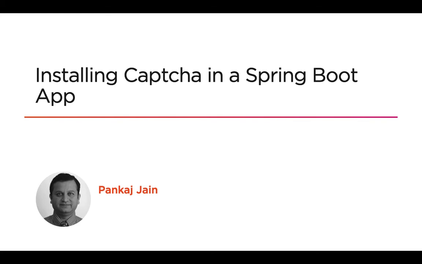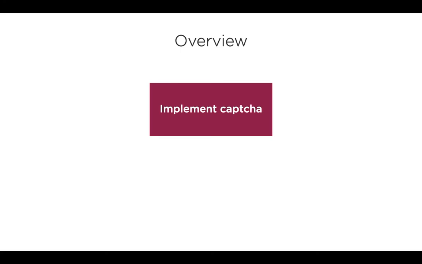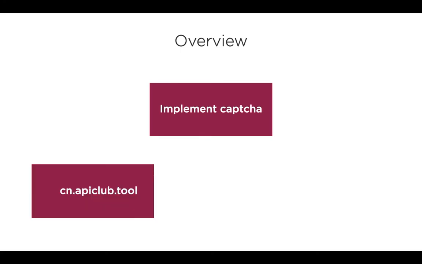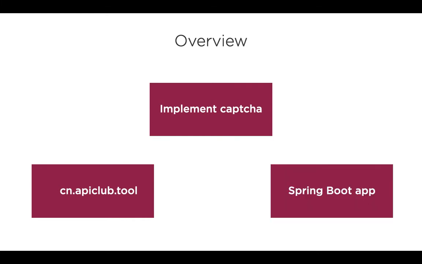Captcha is a challenge response test to ensure that a human is interfacing with a website versus a bot, and is helpful in preventing denial of service attacks. In this video, we will see how to implement Captcha in a Spring Boot app. We will make use of the cn.apiclub.tool Maven dependency to help us implement the Captcha functionality.